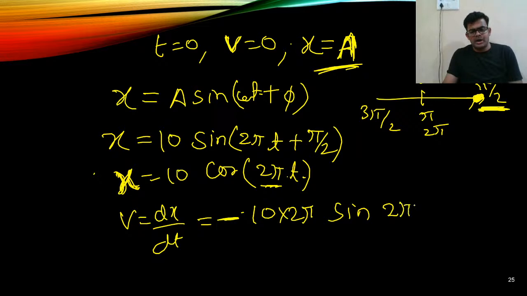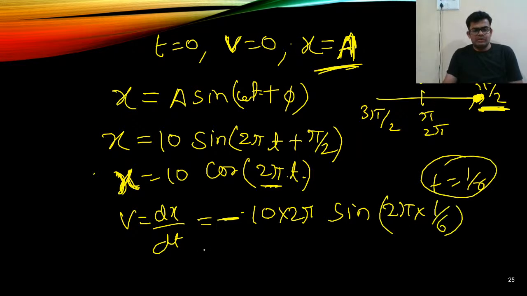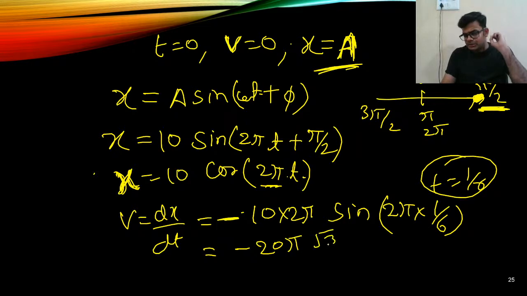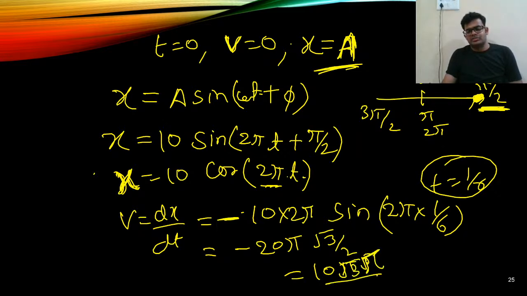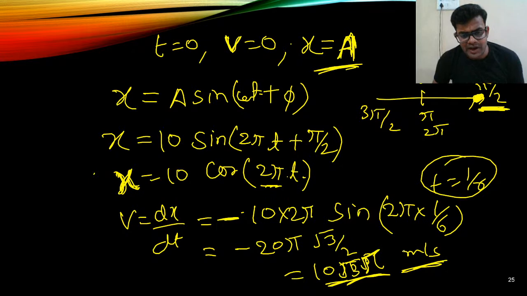Cos will become sine, right? 2 pi, and the value of time is 1 by 6 second. It is given in the question. So this is 1 by 6 second. So finally what value are we getting? We are getting minus 20 pi and sine pi by 3, that is root 3 by 2. So we get 10 root 3 pi. This is the final answer. This is the speed at t equals 1 by 6. We got the final answer.